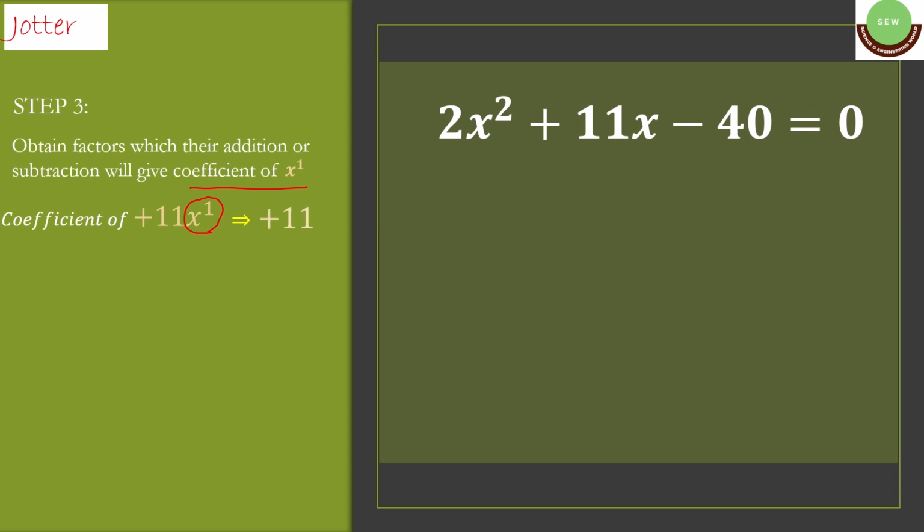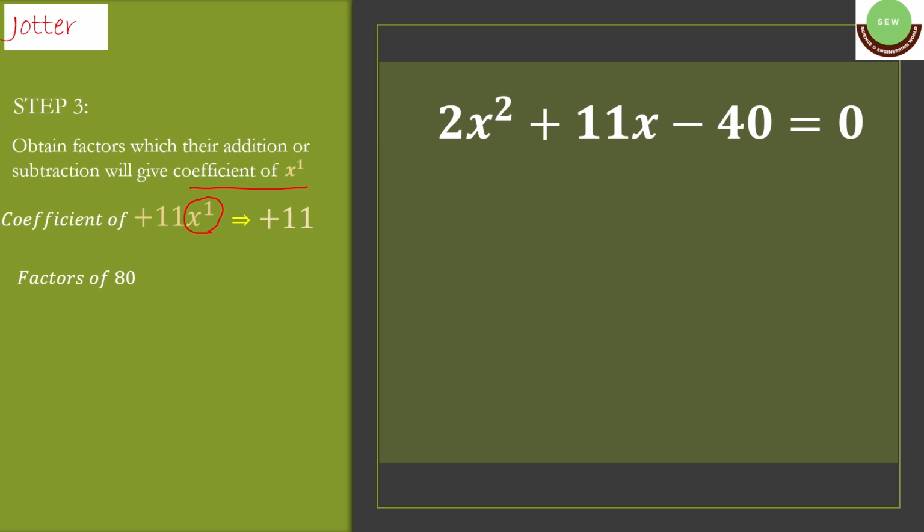So from the factors of 80 which we have obtained previously, if we can get any one of them to give us plus 11, then we can factorize. If not, factorization will not be possible. This is one of the limitations of factorization that I mentioned earlier.